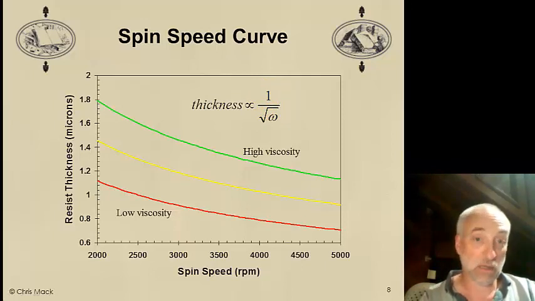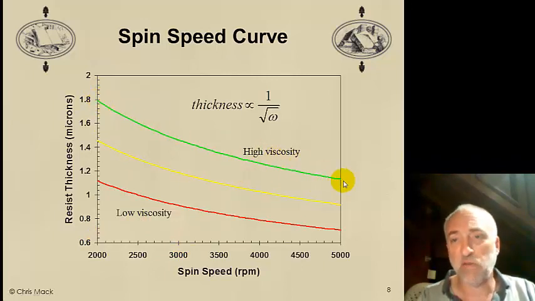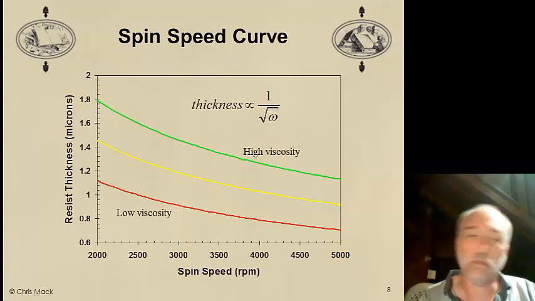So how do I get a thinner coating? I spin it at a higher speed. If I want a thicker coating, I spin it at a lower speed. And I get this 1 over the square root of spin speed relationship. That gives me a fairly wide range of thicknesses available to me. But I can only spin so fast or so slow.